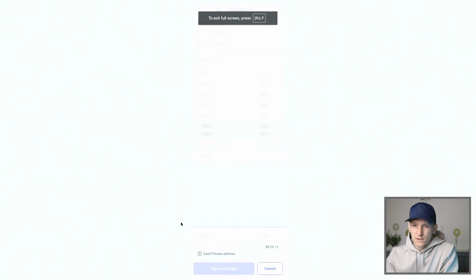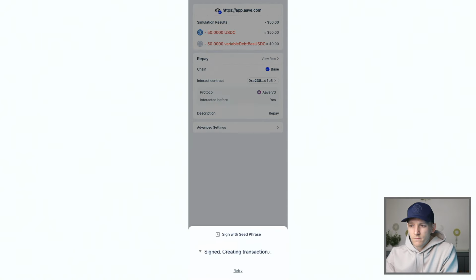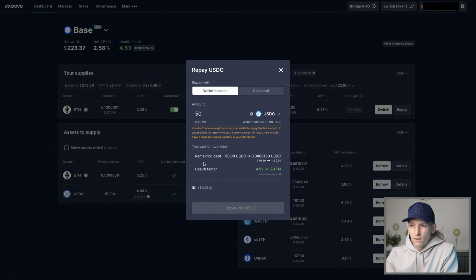That repays essentially all of that loan except for the tiny bit of interest that I've got. Make sure everything is okay there, sign and create, confirm. That should pay off the vast majority of that loan. And the tiny bit of interest, we can just leave that racking up. It doesn't make any difference.